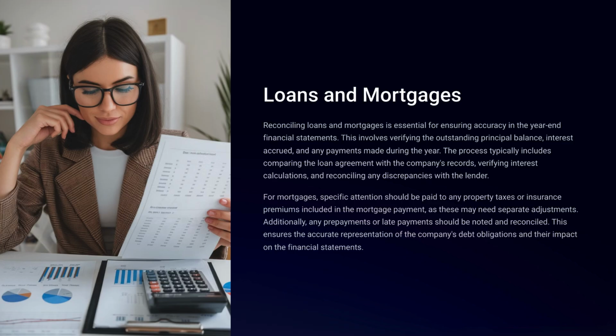Loans and mortgages. Reconciling loans and mortgages is essential for ensuring accuracy in the year-end financial statements. This involves verifying the outstanding principal balance, interest accrued, and any payments made during the year. The process typically includes comparing the loan agreement with the company's records, verifying interest calculations, and reconciling any discrepancies with the lender.